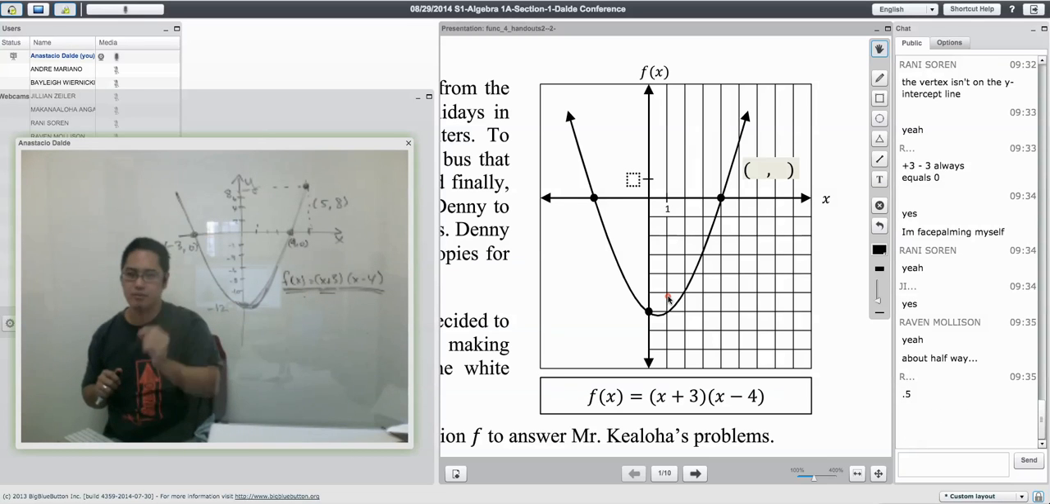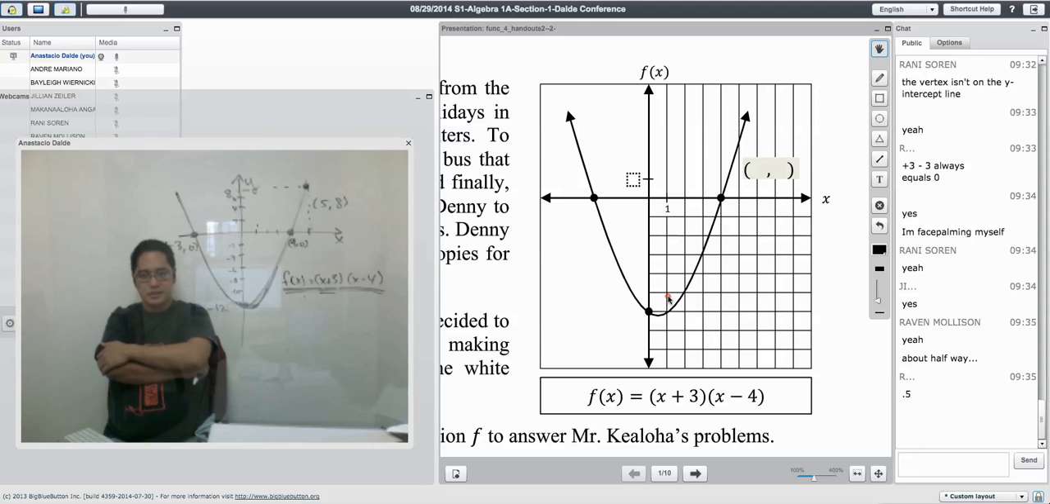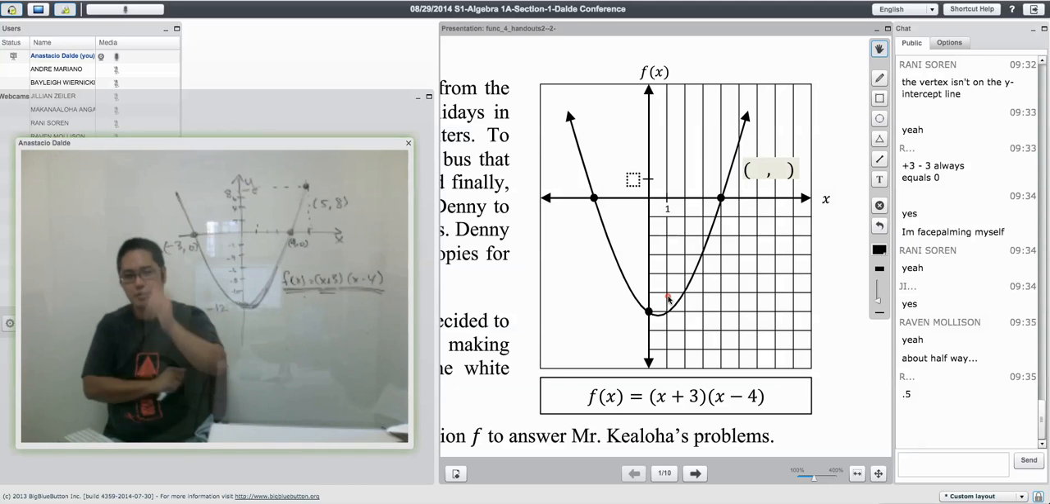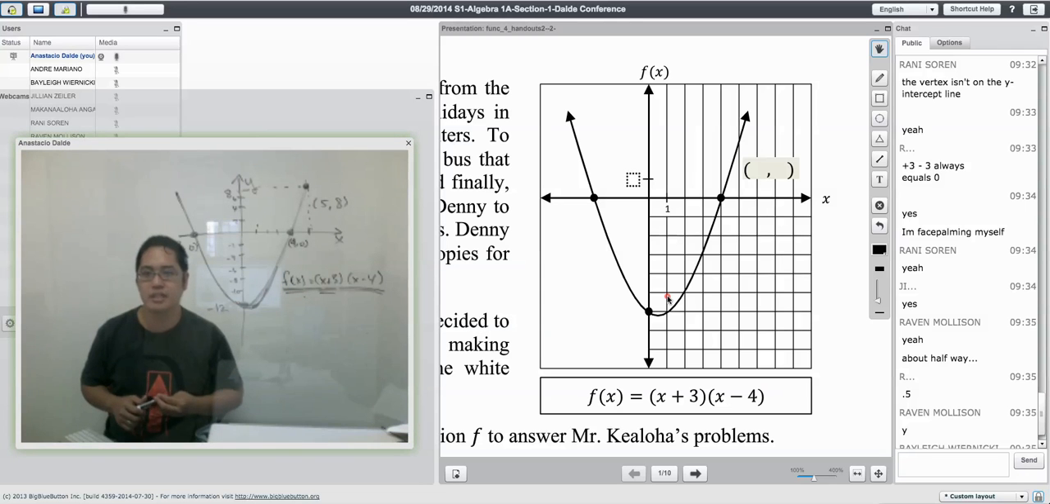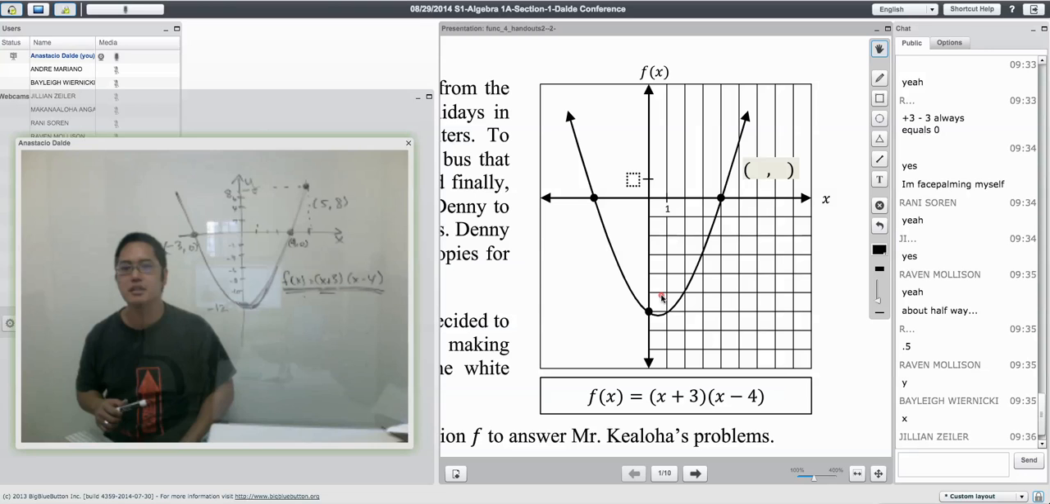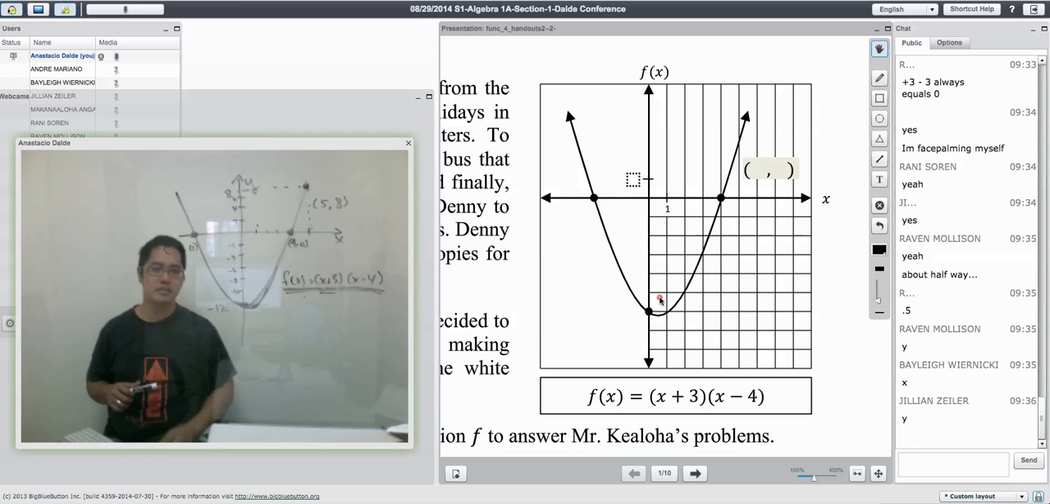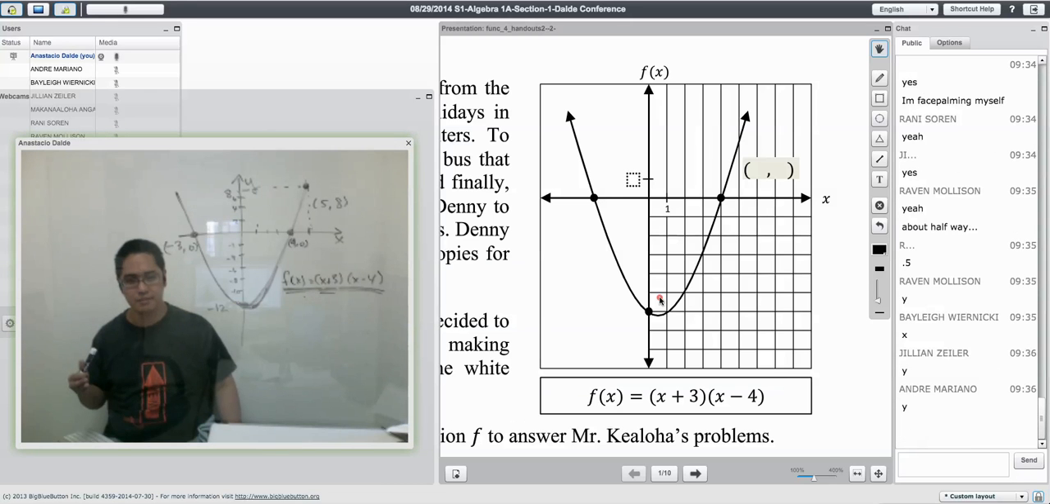Does everyone agree with Rainey on that one? Yes or no? I want you to chime in. Everyone can agree or disagree. Come on. There's more people in the class than Rainey. All you got to type is y or n. Raven says y. Yeah, all right. Come on, I'm waiting for Jillian and Bailey and Andre. Awesome, awesome. Bailey, I'm not sure what your answer is, but okay, all right, cool.